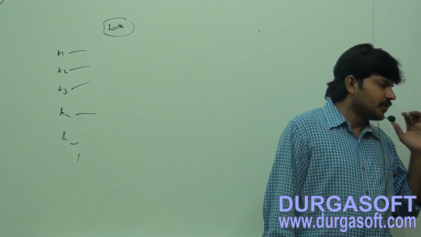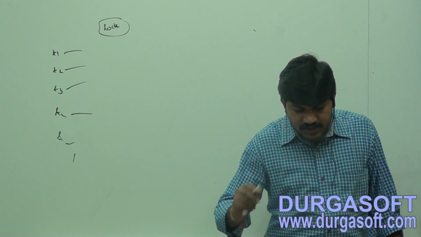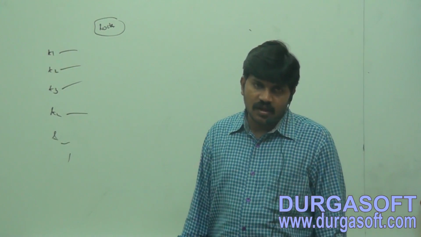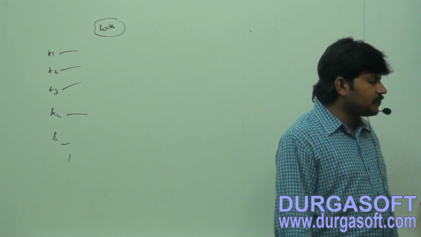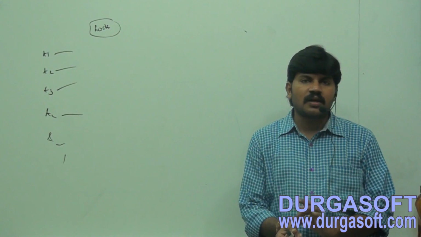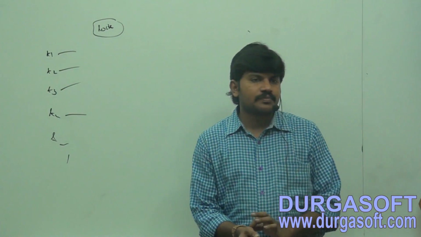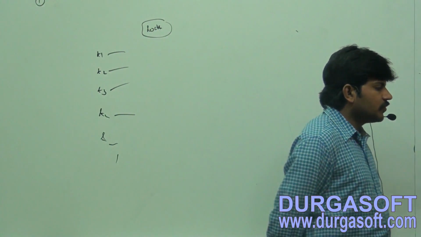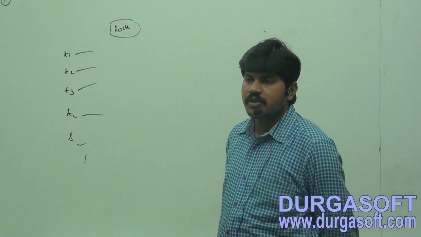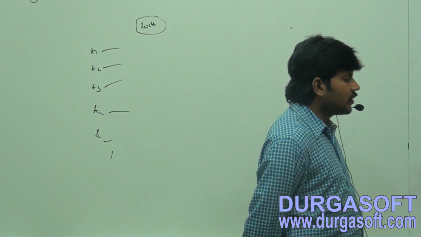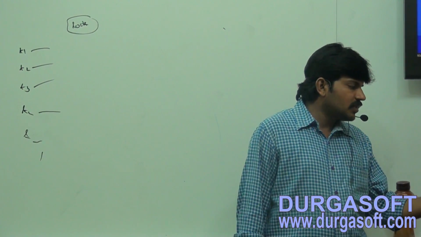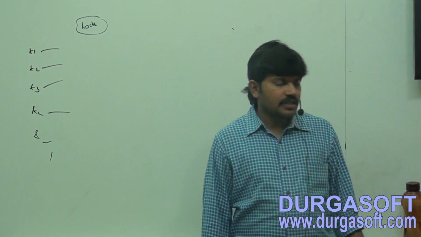Next, third one. If a thread releases a lock, then which waiting thread will get that lock? We are not having any control on this.